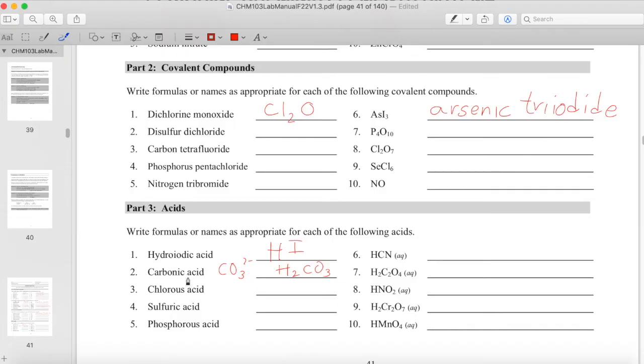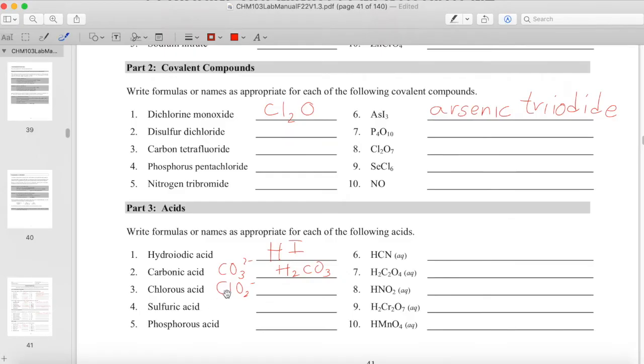You have to look at your ending and ask yourself, what's the polyatomic ion that starts with carbon and ends with "ate"? In this case, carbonate. Now if you see an "ous" ending, that means you want to look for a polyatomic ion that ends with "ite". So an "ic" ending means you're looking for "ate". "Ous" means you're looking for "ite". So in this case, you want to look up chlorite. Chlorite has the formula ClO2 with a -1 charge, as opposed to chlorate, which is ClO3 with a -1 charge.